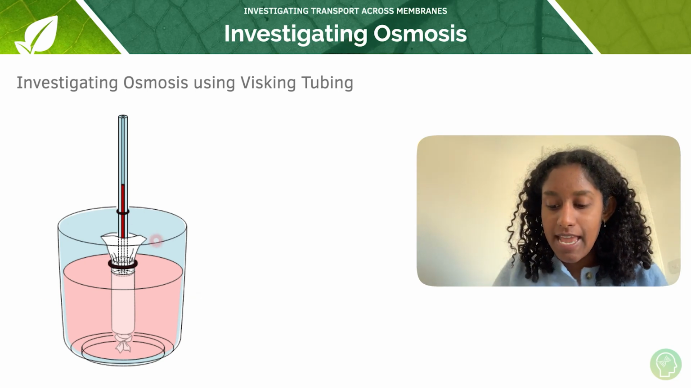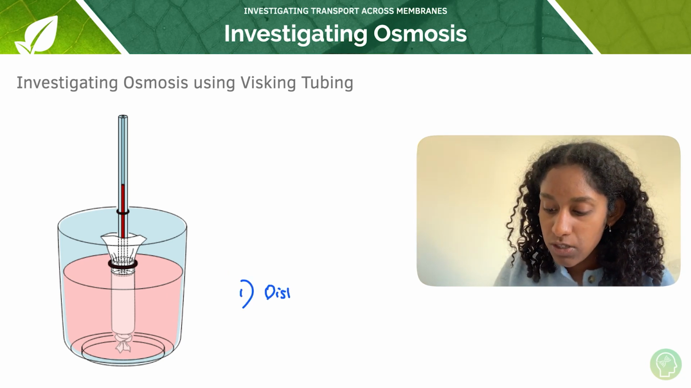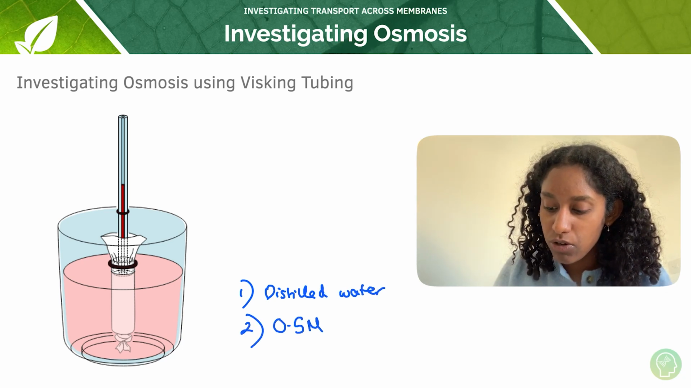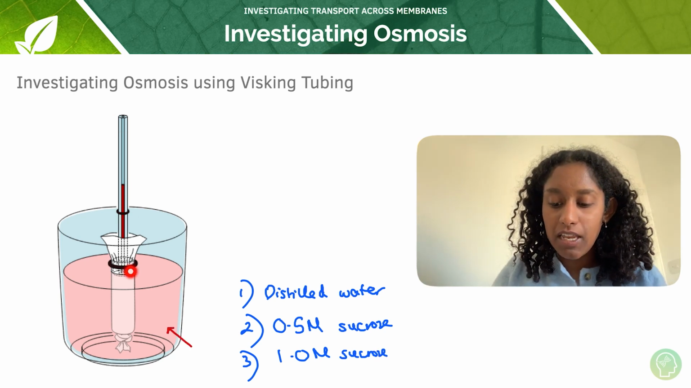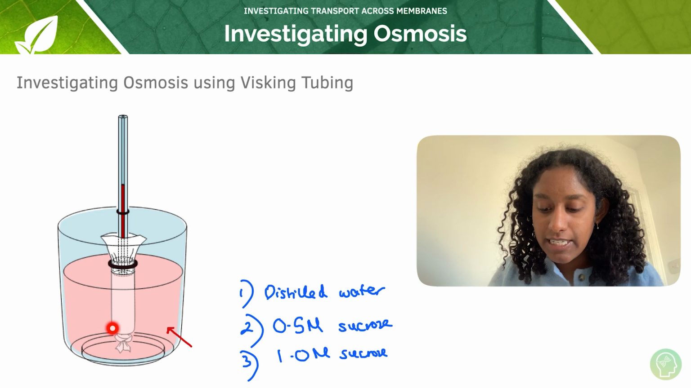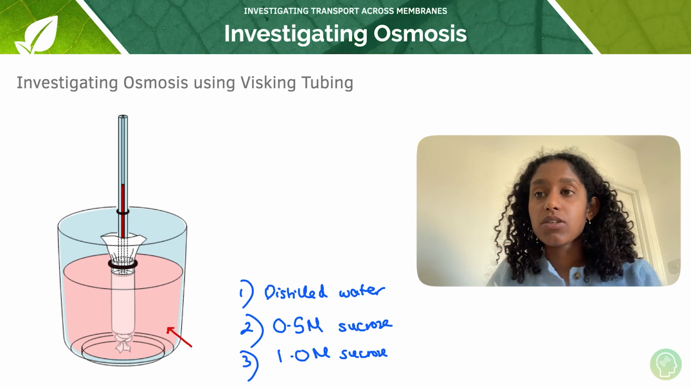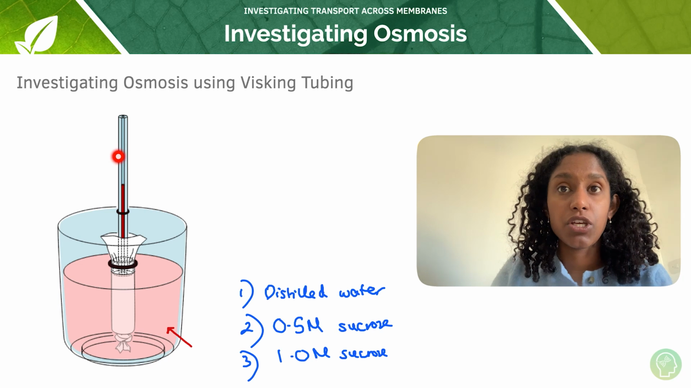So this is our beaker containing different concentrations of solution. So remember we said that was 1, either distilled water, 2, a sucrose solution of 0.5 molar concentration, and the third option was a 1 molar concentration of sucrose. So that's our liquid in our beaker. We've got our capillary tube here, and what we're doing is placing our Visking tubing into our beaker of solution, and we are measuring where our level on our capillary tube moves up to or down to.